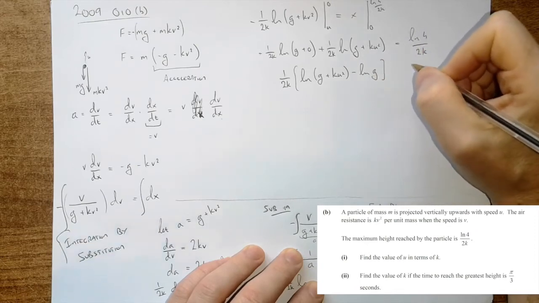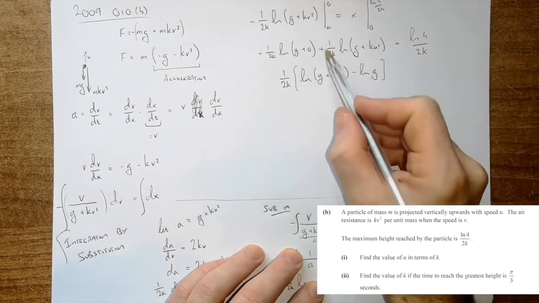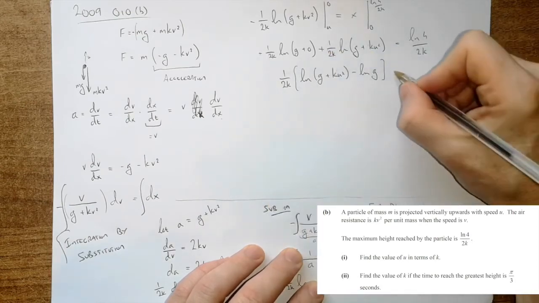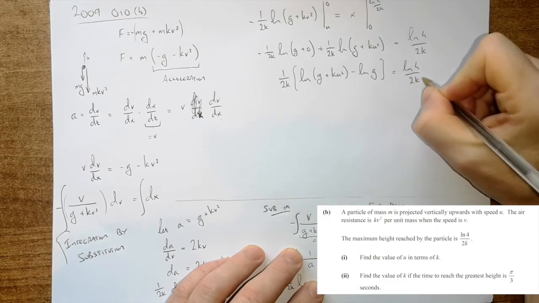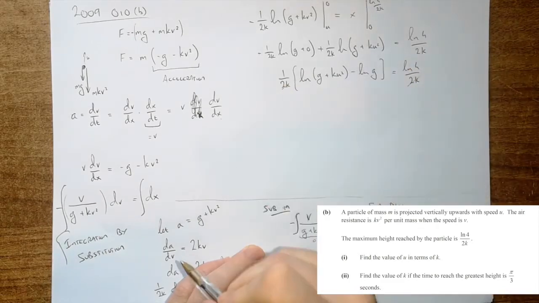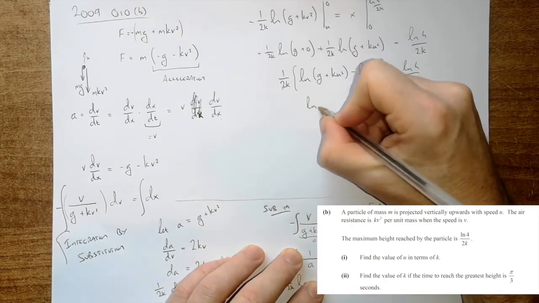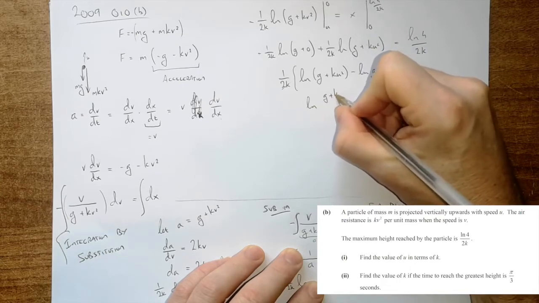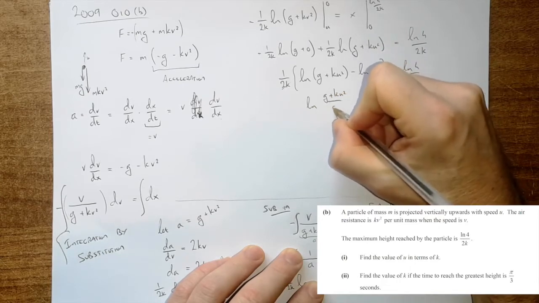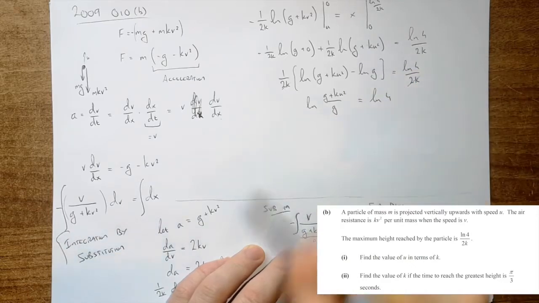Okay, now all the time you want to be keeping a little bit of an eye on your minus signs to make sure these are right. So yes, I had a plus there, I had a minus there, all is good. And minus natural log of 4 over 2k. At this point, k's cancel. Combine these two. So we get the natural log of g plus ku squared over g equals the natural log of 4.